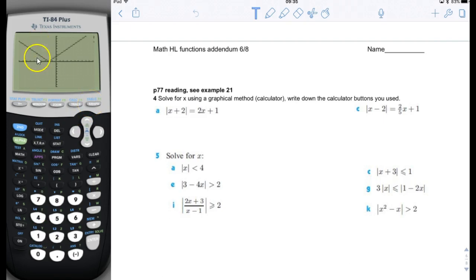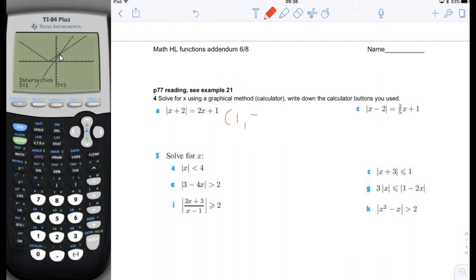The absolute value function looks like a V, and the 2x plus 1 function is a straight line. What you want to know is where this point is, and you can do that using second calc intersect. The first curve is the absolute value function, yes. The second curve is the line, yes. What's your guess? It doesn't matter, because there's only one intersection. Normally you try to guess close to it, but with only one intersection it doesn't matter. The intersection is 1, 3.